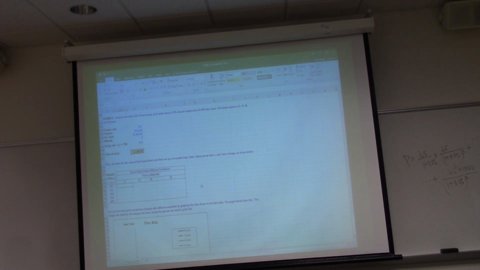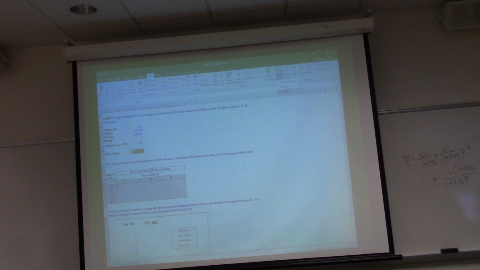So you have to define both, horizontal and vertical. Wait, you have to define both? Yeah, you have to define both. So how do we do that? The data table, the what-if analysis, asks you for what is horizontal and what is vertical.